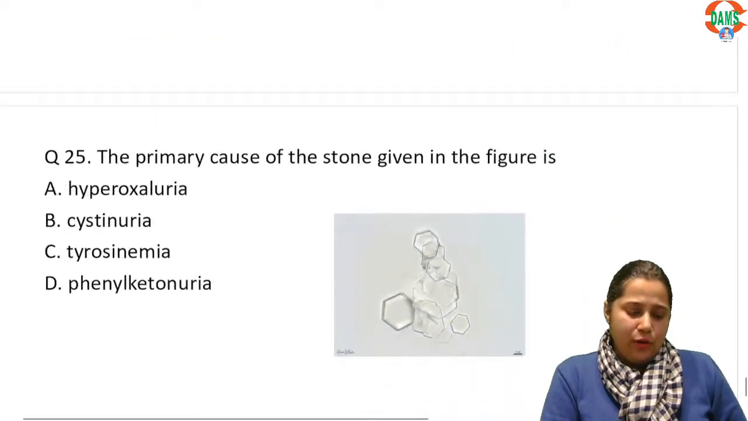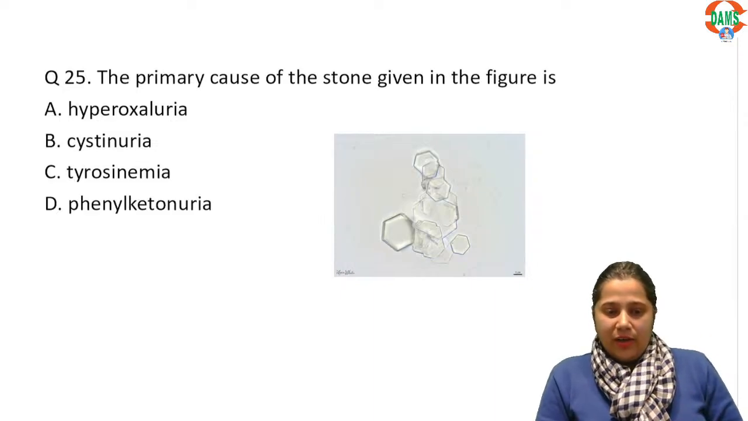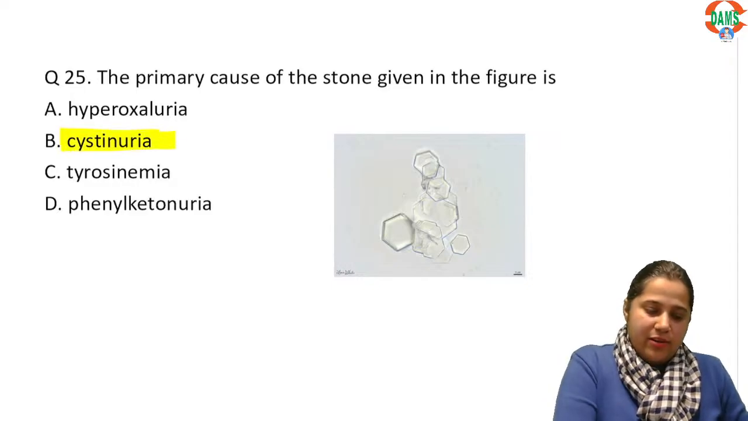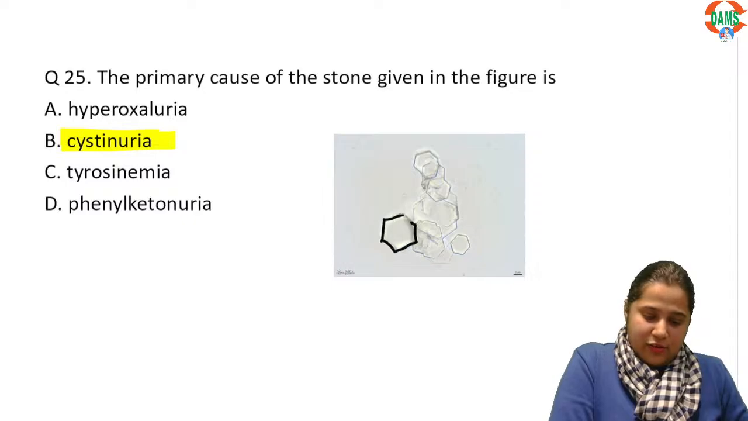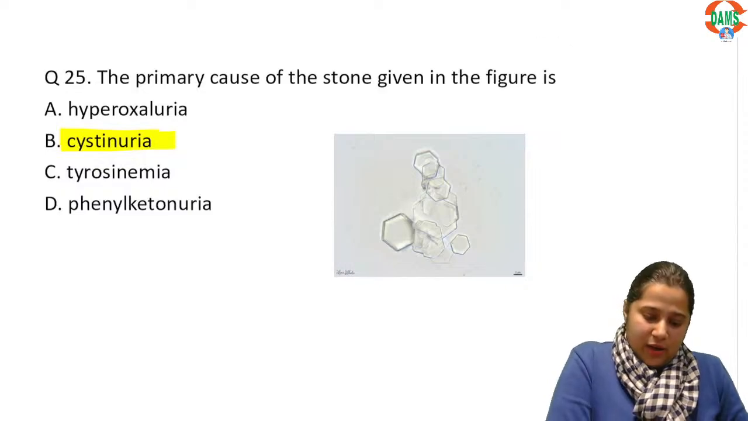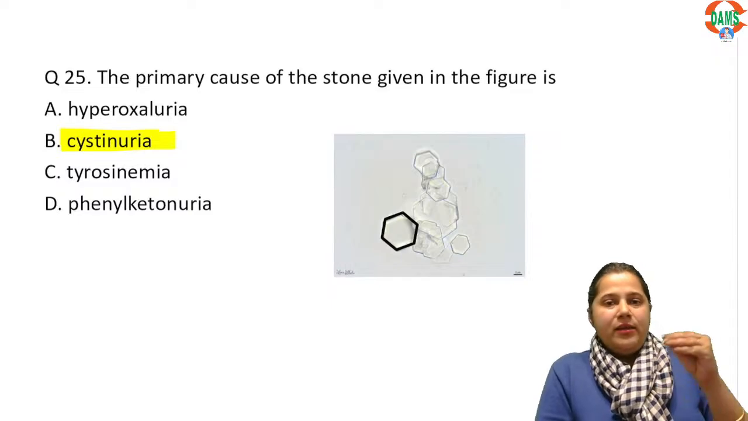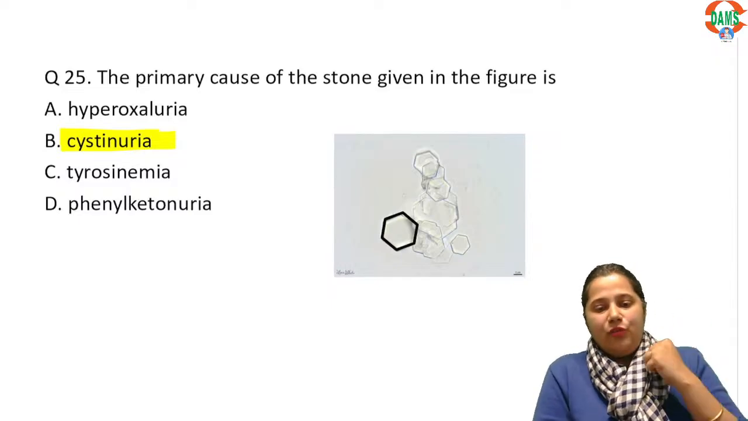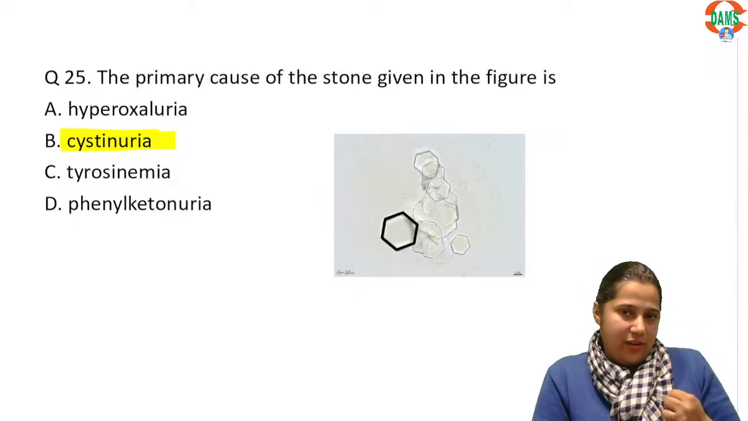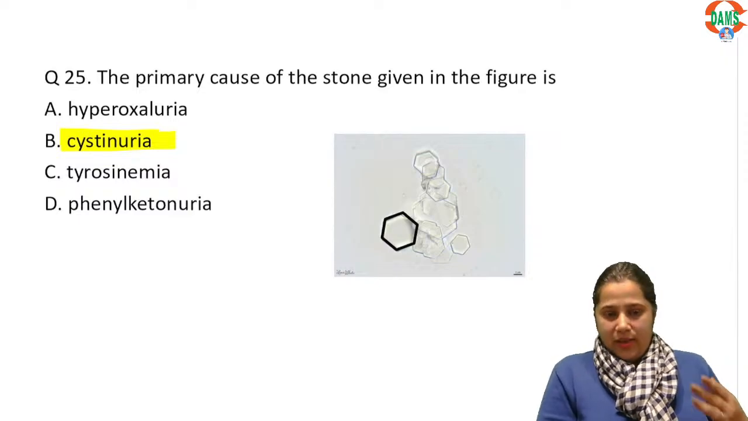Question number 25. The primary cause of the stone given in the figure is cystinuria. I told you cystinuria will result in cystine stones. Cystine stones are hexagonal stones which you can find in cystinuria. And what are the 4 amino acids which are lost in urine? Cysteine, ornithine, lysine, arginine. With this, we have covered a few questions on protein metabolism.